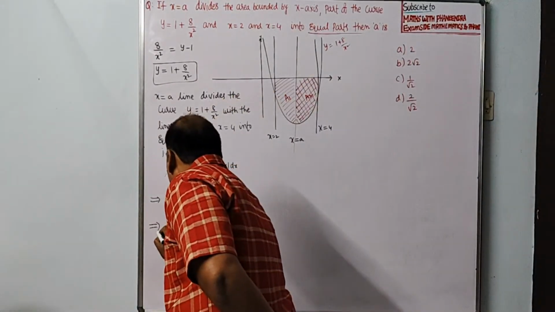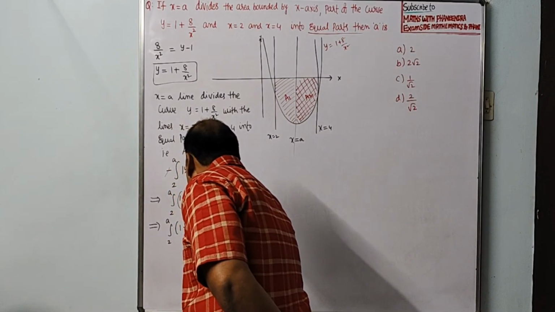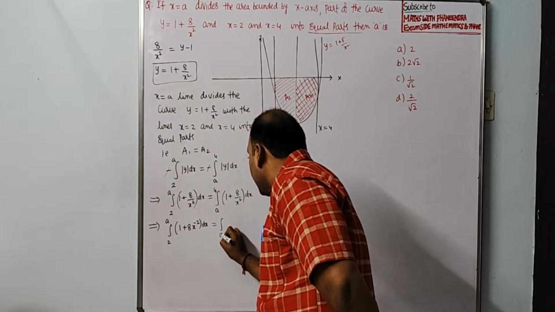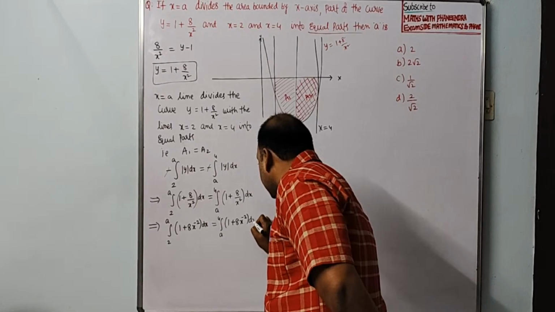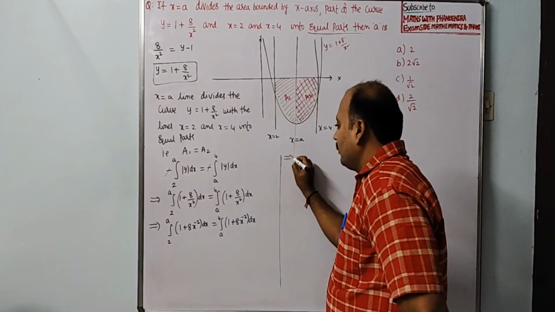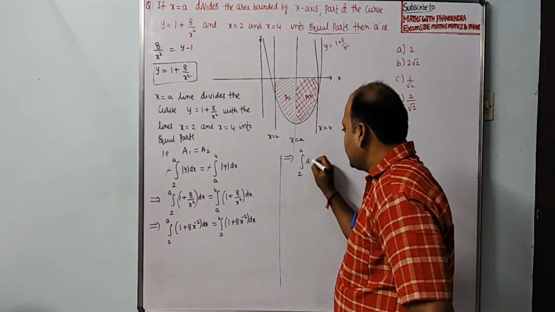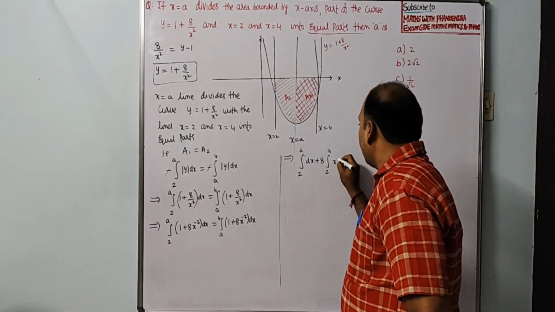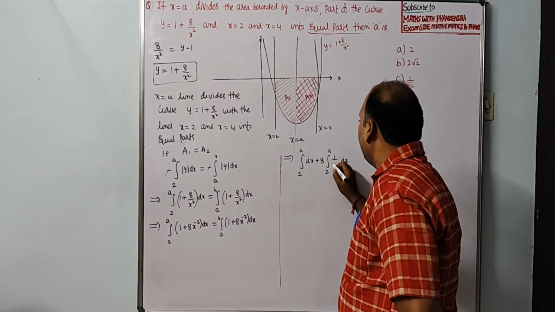Now the integral from 2 to a of (1 + 8x^(-2)) dx is equal to the integral from a to 4 of (1 + 8x^(-2)) dx. Splitting, we get the integral from 2 to a of dx plus 8 times the integral from 2 to a of x^(-2) dx. Can you write this as the integral of 1 by x square directly?